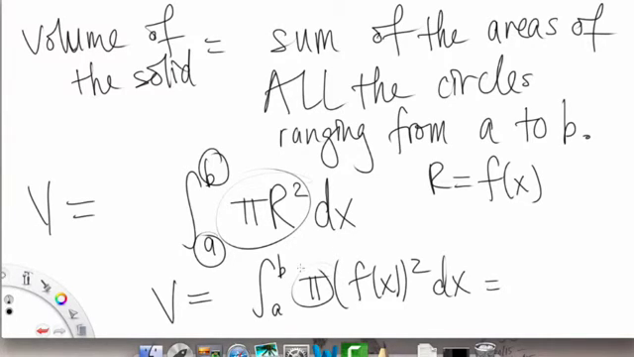And we can always move this pi outside because that's just a constant, right? So we're going to get pi times the integral from a to b of f of x squared dx. Okay? Alright, so let's do an example of this, computing the volume.